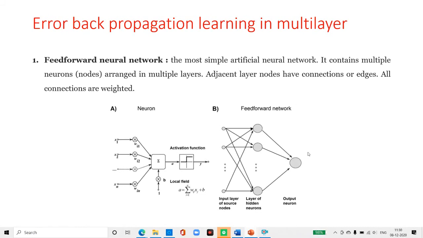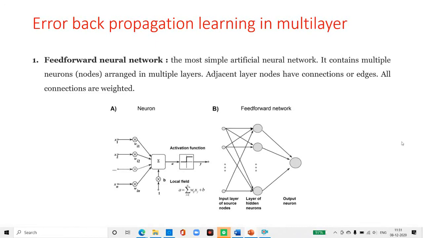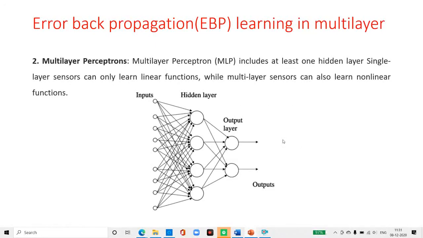So in a feed forward neural network, we are considering three layers: input layer, hidden layer, and output layer, using the multi-layer perceptrons. By using the multi-layer perceptron feed forward network, we are solving the problems of back propagation, that is error back propagation. So this is the feed forward network in a multi-layer perceptron. So the next is the multi-layer perceptron.